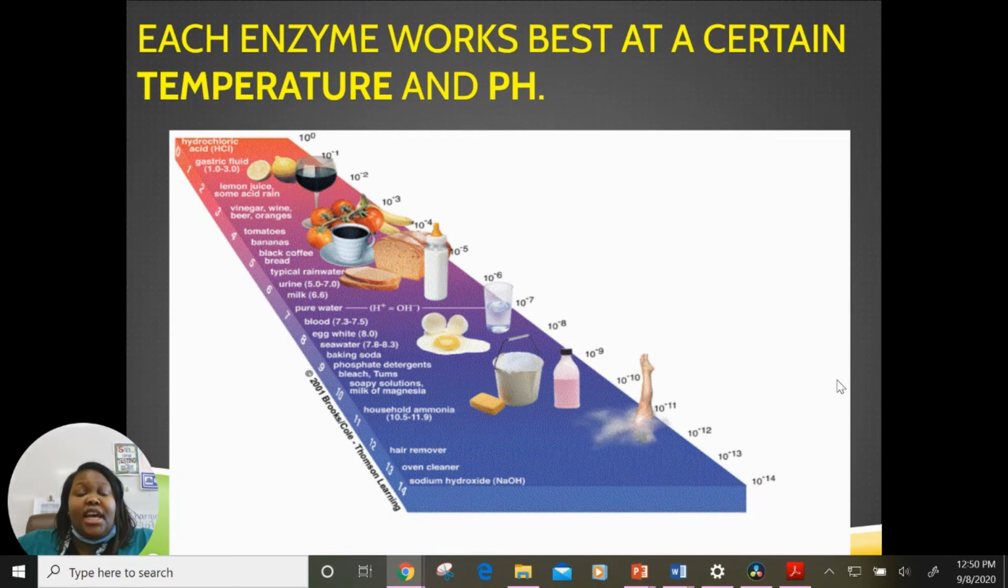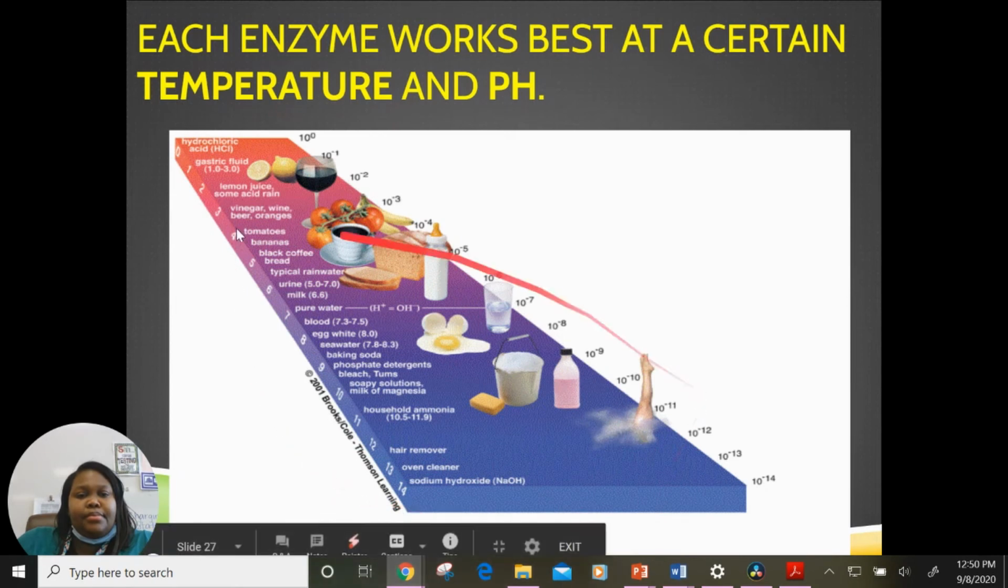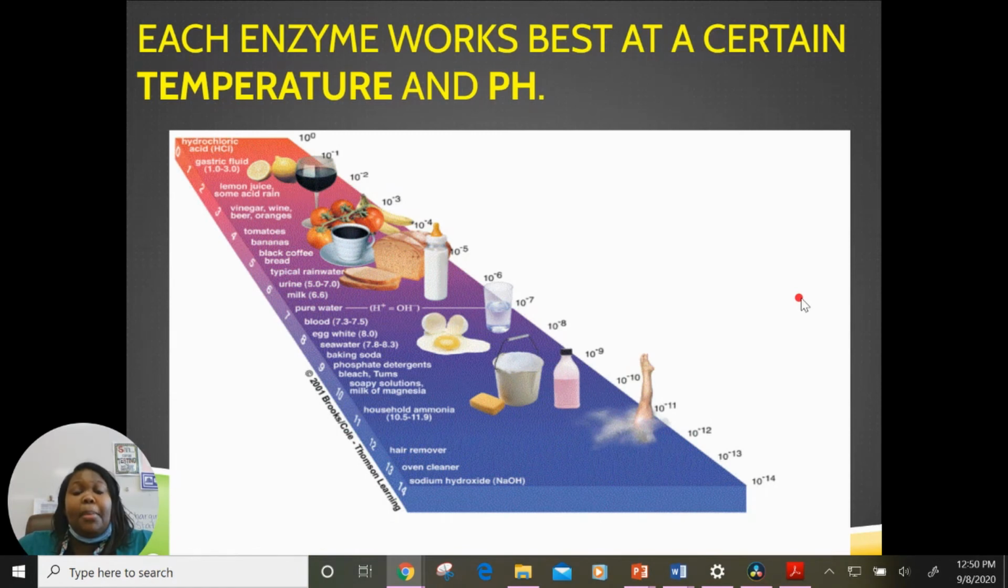Now, each enzyme is going to work best at a certain temperature or pH. And first, I want to talk to you just a little bit about pH because there's a picture of the pH scale. So pH is a measure of how acidic something is. So if you think about an acid like lemon juice or vinegar, you're talking about something that's down here, like pH 1. Actually, it says on this chart that lemon juice is pH 2 and vinegar is pH 3. Tomatoes are also acidic, they're pH 4.